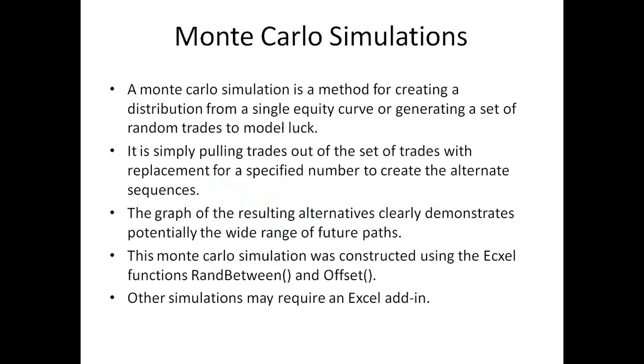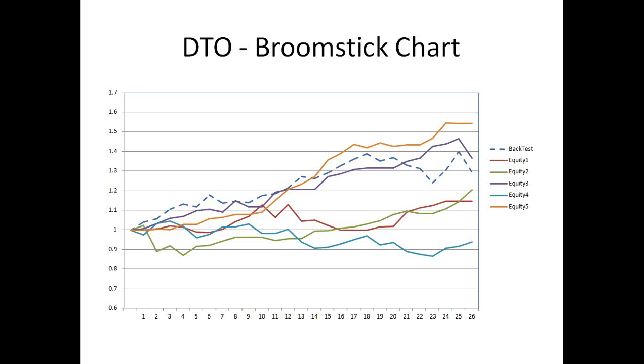Monte Carlo simulations. Now we're going to talk a little bit more about the spread. Basically, a Monte Carlo simulation is a method for generating a distribution from a single equity curve, or modeling luck in our terms. We're simply pulling trades out of a set of trades with replacement for a specific number to get alternate sequences. I'll show you a graph of the results, and this is pretty interesting. We call this the Broomstick Chart.